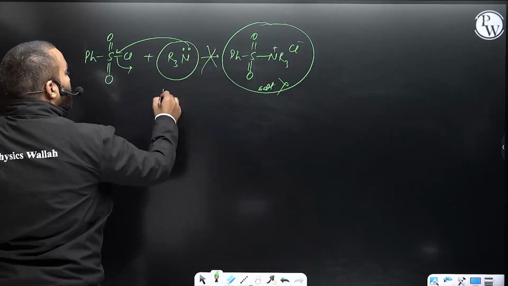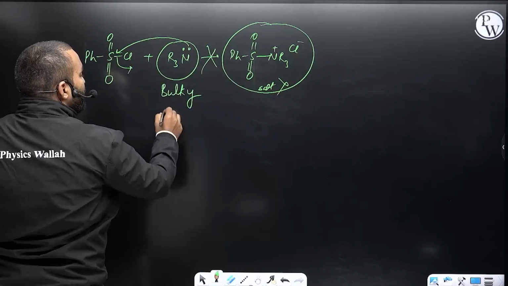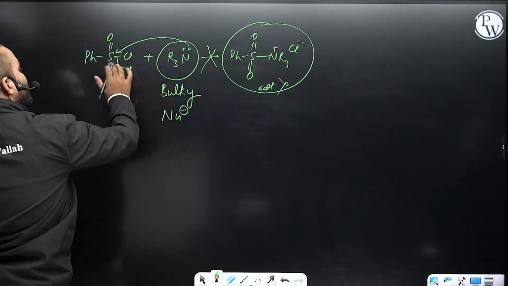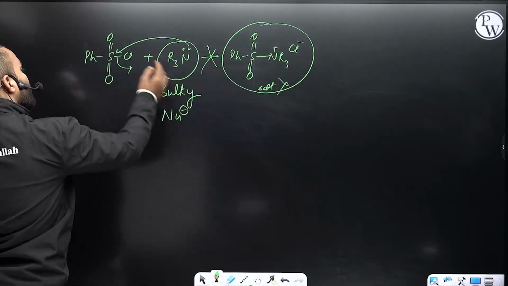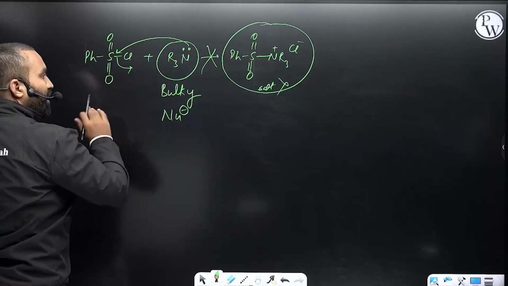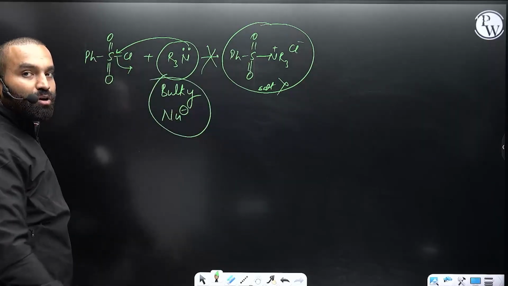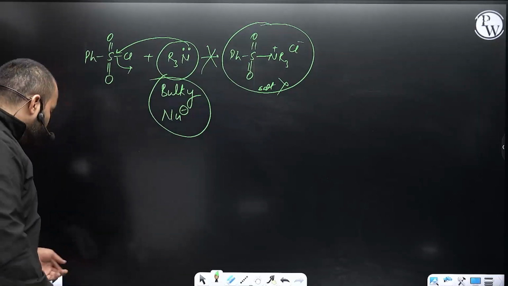Why? This is the bulky nucleophile. This is a sterically crowded bulky nucleophile, and that does not get a chance to accommodate itself to available sulfur for the attack. This cannot manage to go in between the sulfur and oxygen. It cannot manage to touch sulfur. Hence, this reaction will not be possible. This becomes a poor nucleophile because of the steric crowding of R groups. Clear, everyone? Very important, Hinsberg.